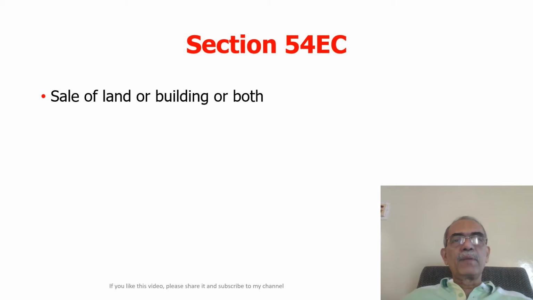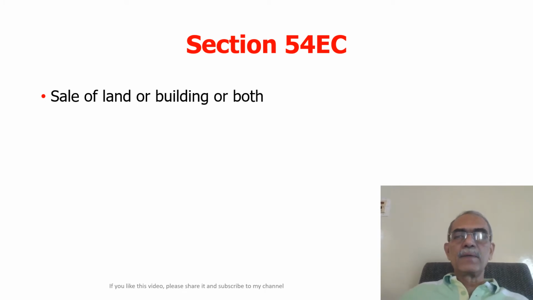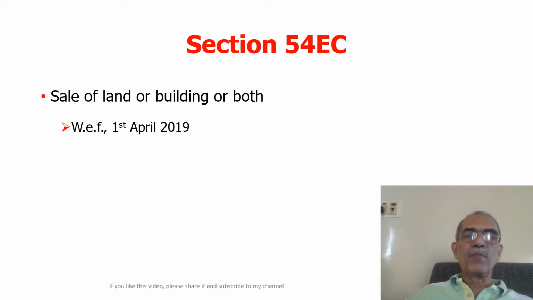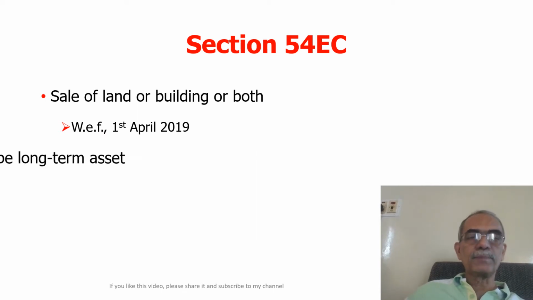Now earlier, the benefit of this section would be available for the sale of any asset, but with effect from 1st April 2019, the benefit of this section would be available only for the sale of assets like land, building, or both land and building. That means if the asset was sold prior to 1st April 2019, the asset can be anything: land, building, securities, jewelry, anything. But after 1st April 2019, the benefit would be available only for the sale of land or building or both.